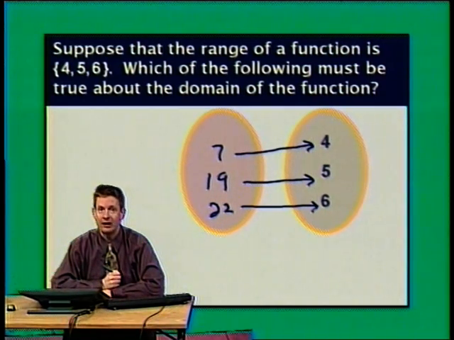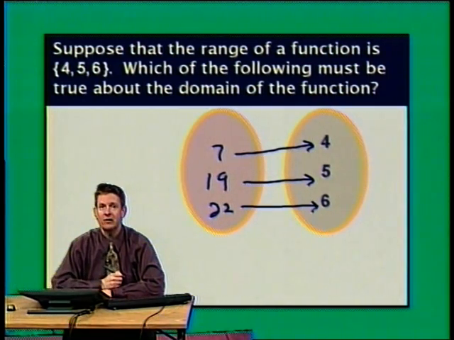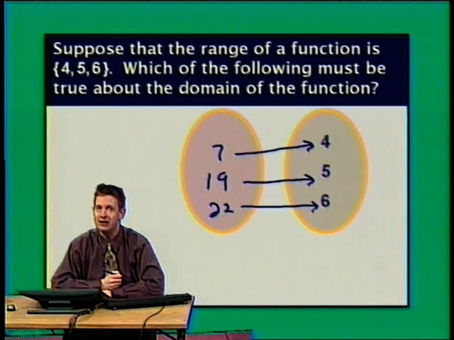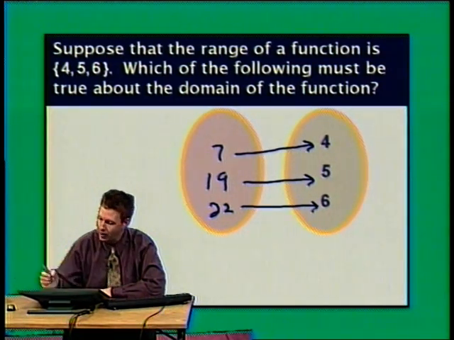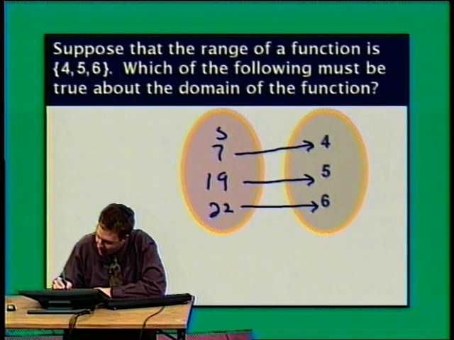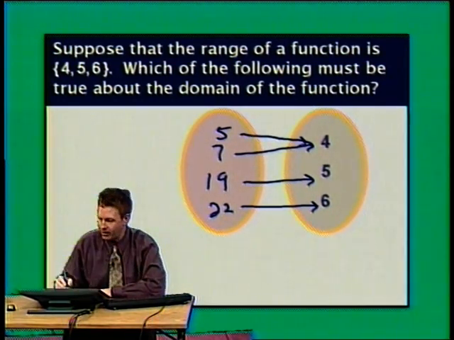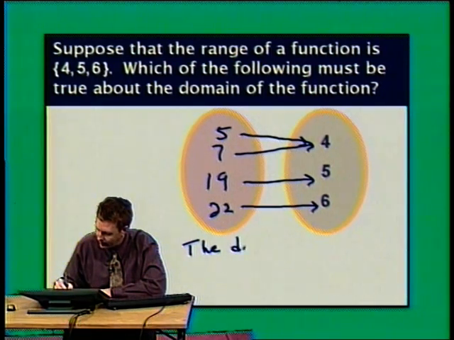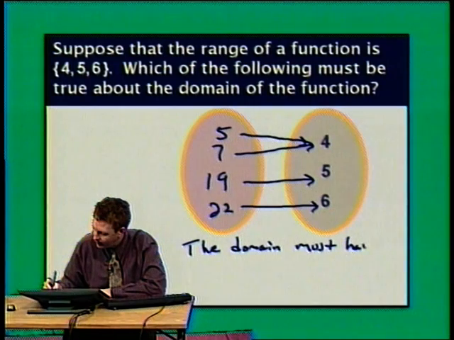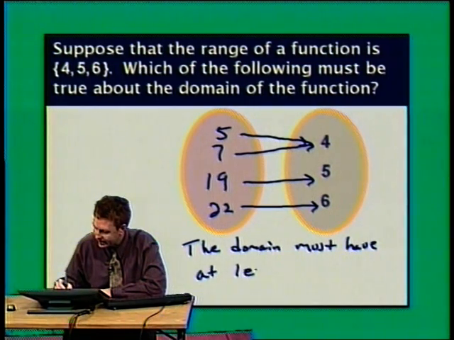Could it have a 4th element? Sure it could, because there's nothing in function land that says we can't have 2 inputs generating the same output. So I'm going to go ahead and add 5 to my domain, and we can see that the answer to the question here is that the domain must have at least 3 elements.